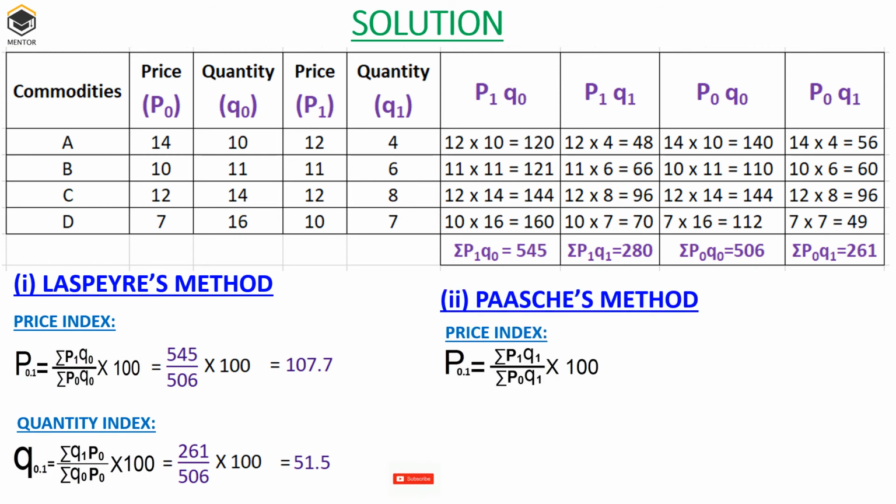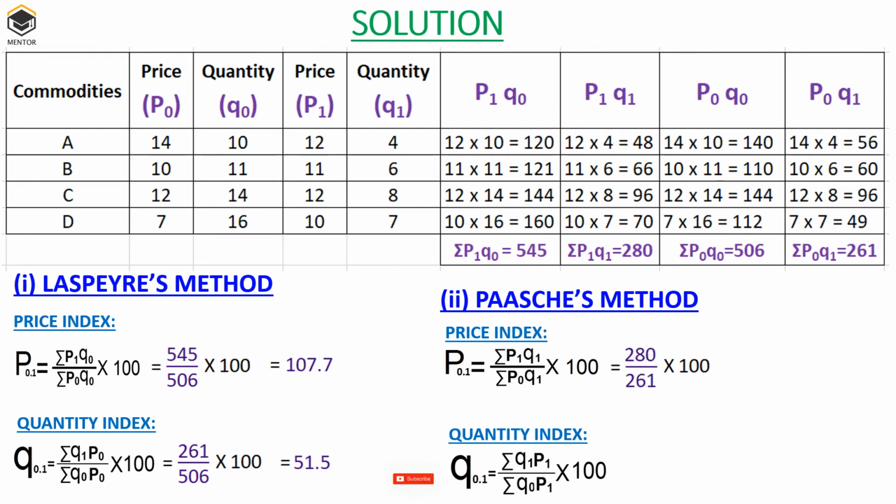Let's see the Paasche method. Under this we have the price index and quantity index. In Paasche, the author has given the weight to which year? The current year. The author has given the weight to the current year. So the current year values will be used here. The first value is P1 Q1 divided by P0 Q1. Here I have 280 divided by 261.